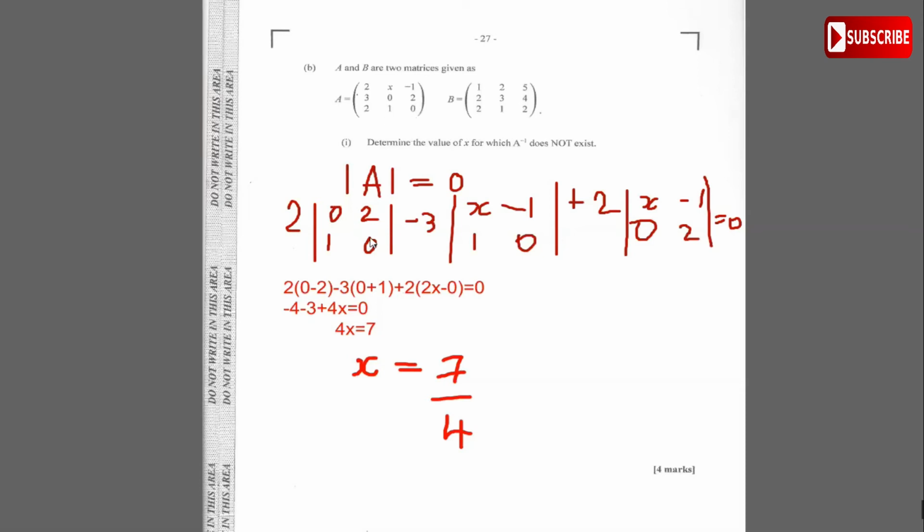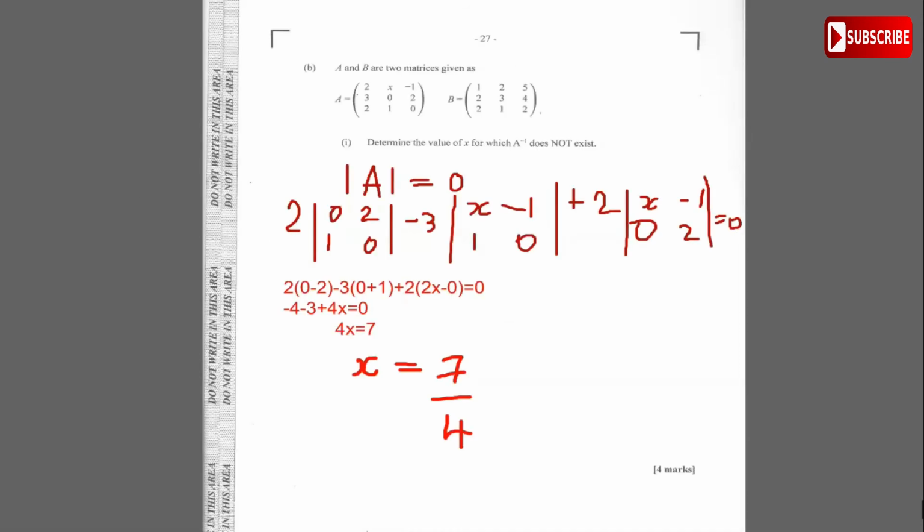0, 2, 1, 0, that's fine. This is x minus 1, 1, 0, that's fine. And this is x minus 1, 0, 2. So we're good here. Good. Now it says, given that the determinant of AB is equal to minus 10, show that x is equal to 2. So first thing I'm going to do is work out what is the matrix A times B.